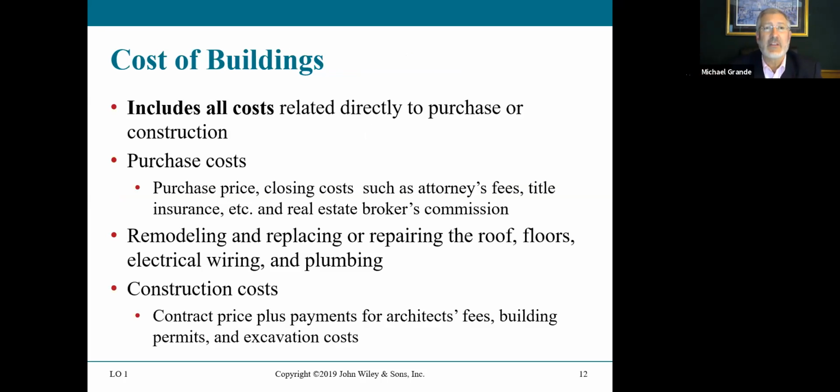Cost of buildings includes all costs related directly to purchase or construction. Purchase costs: the purchase price, closing costs associated with acquisition, attorney's fees, title insurance, and real estate brokers commission, very similar to land, right? Remodeling and replacing or repairing the roof, floors, and electrical, wiring, and plumbing. Construction costs: contract price, plus payments for architect fees, building permits, and excavation costs. These are not expenses. These become part of the asset.